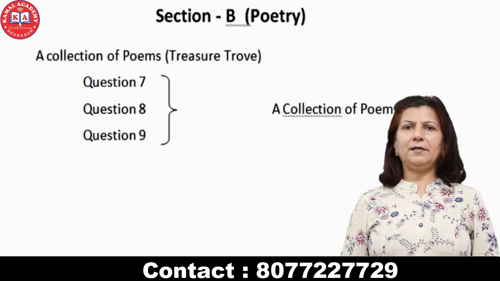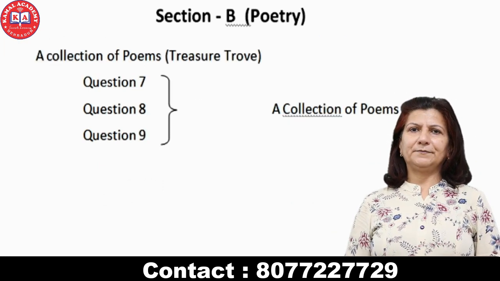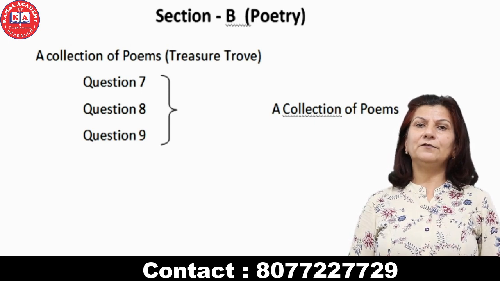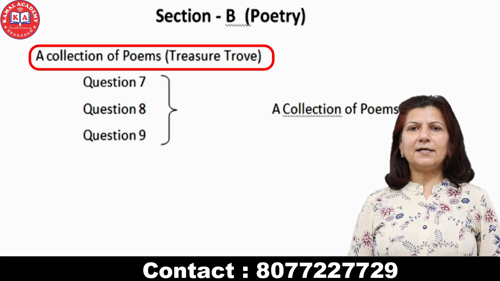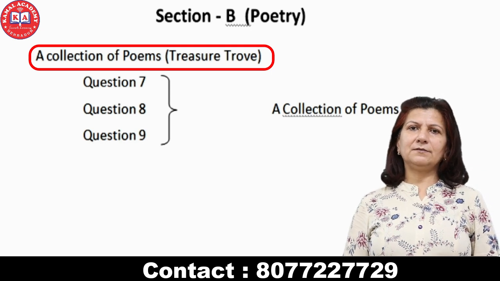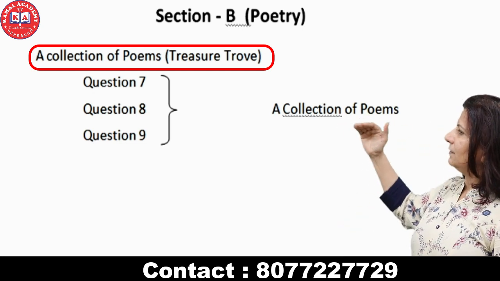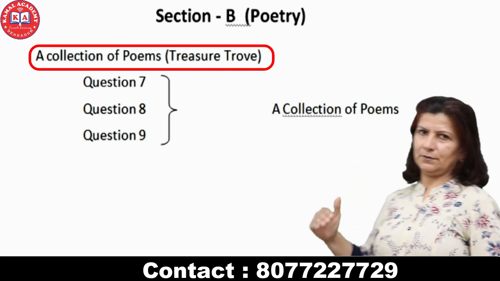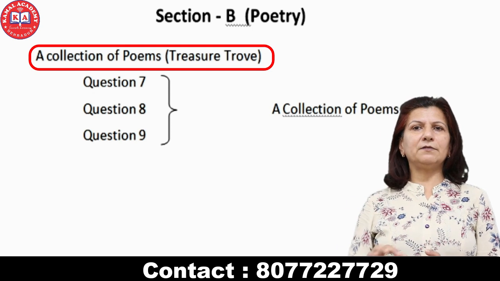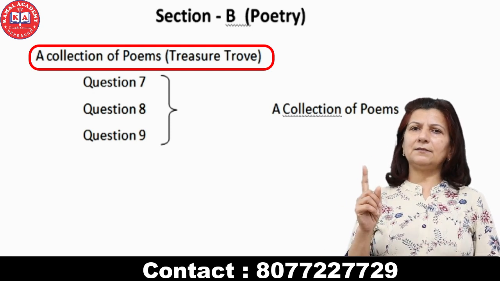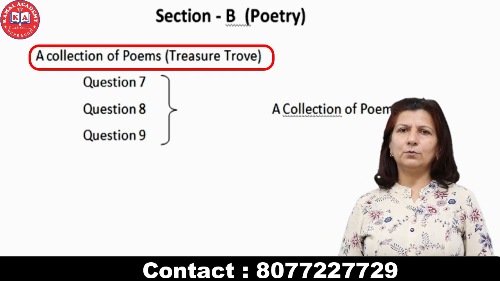Okay. Section B, Poetry. The book prescribed is a collection of poems. This section will have 3 questions and the numbering of the questions will be 7, 8, 9. All 3 questions will be from the same book. You have to do 1 question at least and 1 more if you wish to do.